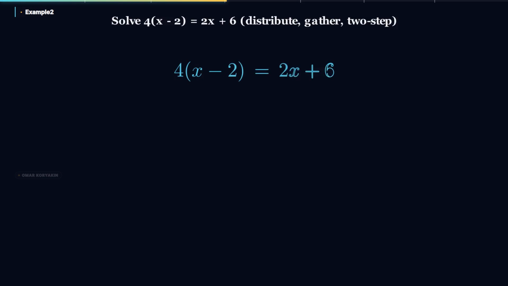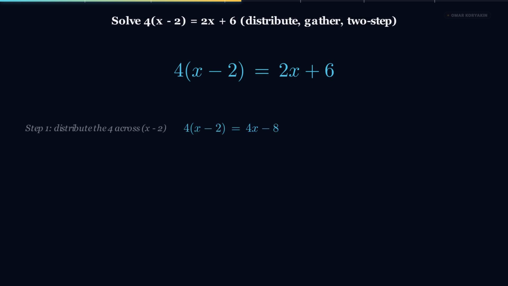Here is the second worked example. Solve the linear equation 4 times the quantity x minus 2 equals 2x plus 6. The variable appears on both sides, but the left side has parentheses that need to be distributed before the gather step can run. The workflow is therefore distribute first, then gather, then two-step inverse procedure. 3 layers of work, all on top of the section 2 distribution skill we built earlier in the course.